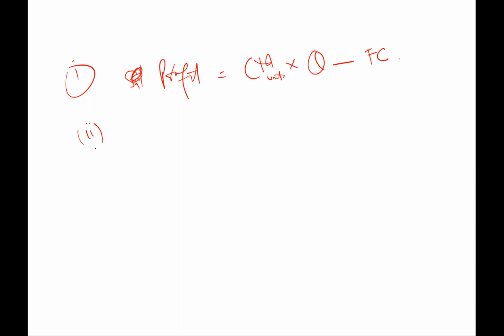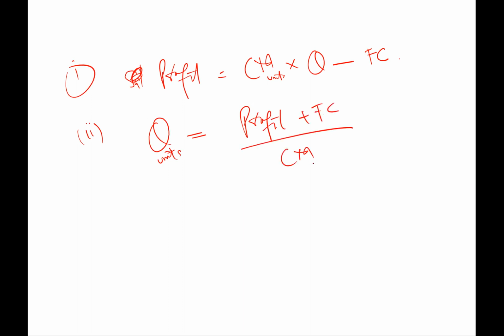Formula method says that if you want to find out how many units we need to sell to get the target profit, this formula is profit plus fixed cost divided by CM in units. So these are sales in units. That is basically your target profit. It's better if I write target profit.